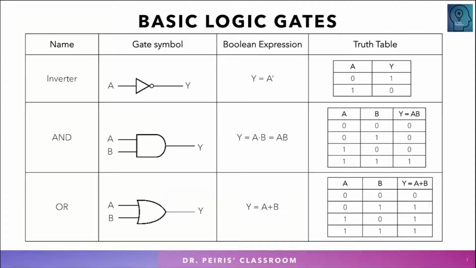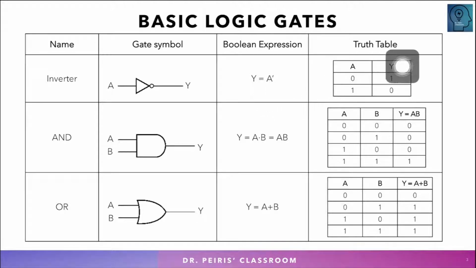So what are the three basic logic gates? The inverter, the AND and the OR gate. So here is the gate symbol for these three gates. So this is what you will see in a circuit diagram for the inverter. So what happens in the inverter? If you give an input A, the output would be the complement of A. The complement is written as A prime.